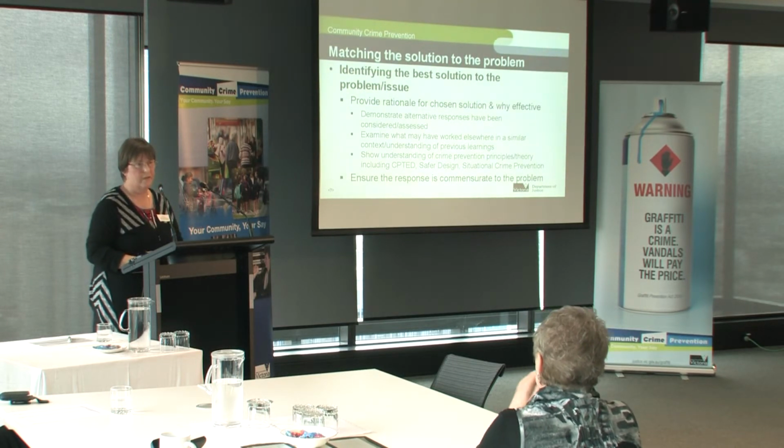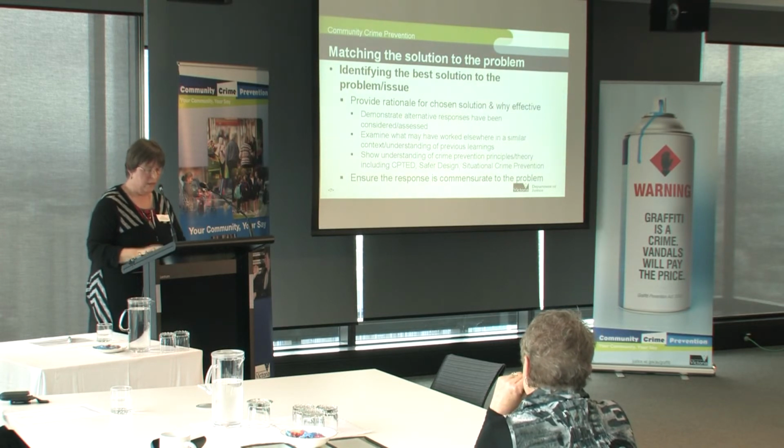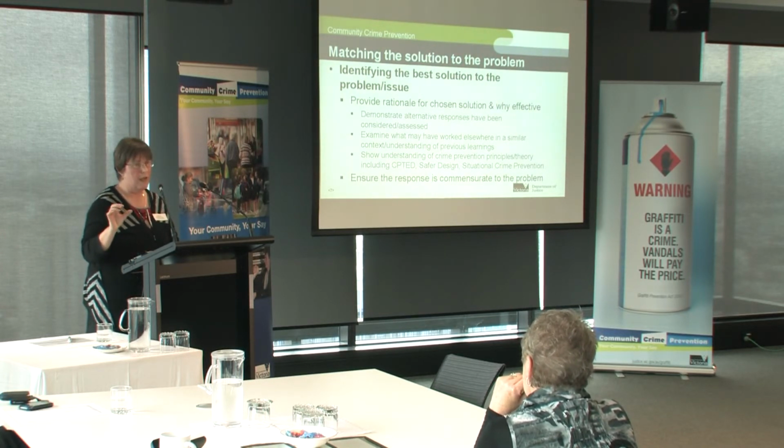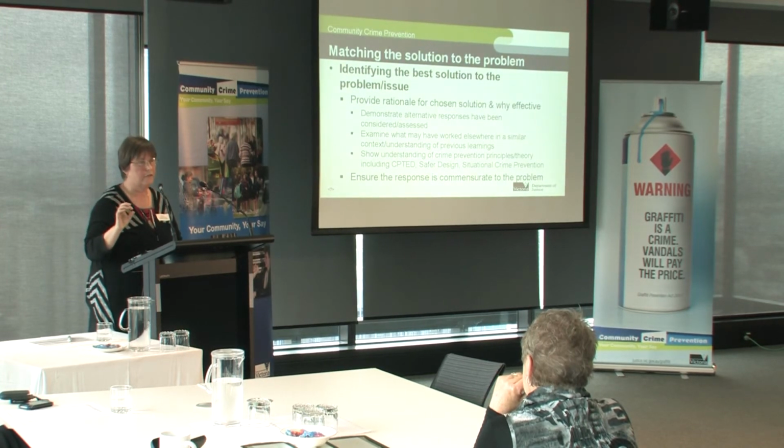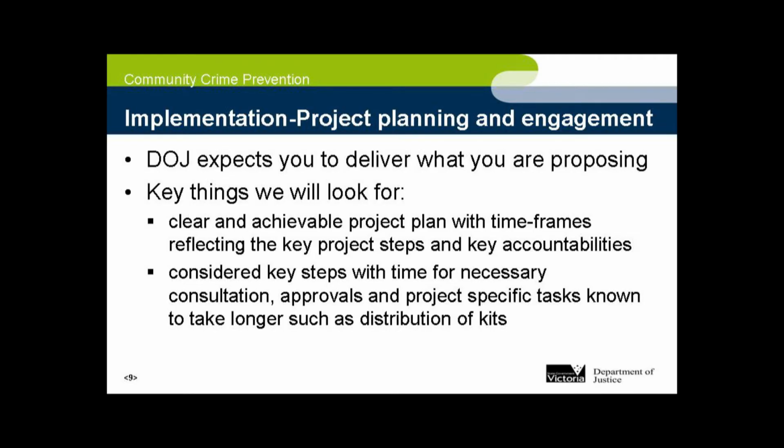Ensuring, of course, that the response is commensurate to the problem. If you've got isolated graffiti happening, your community might not be one that has lots of tagging. You wouldn't necessarily want a trailer for $25,000. It might be more appropriate for you to start with portable removal kits and systems. As I said earlier, whatever's in your application that you will deliver, that's what you're being assessed on. Very competitive grant rounds for all of our grants, and graffiti is no exception. Because it's so competitive, it's really important that councils do deliver on what they've said they're going to do, because otherwise they might not have got the grant in the first place.